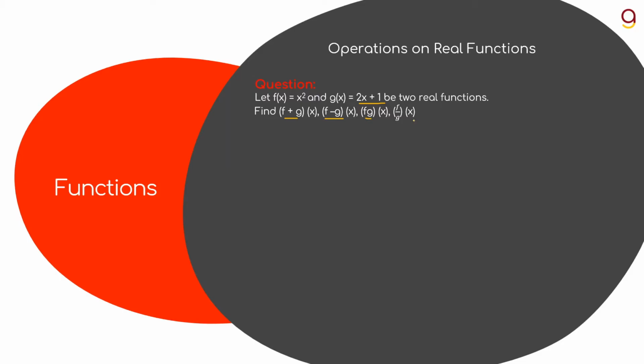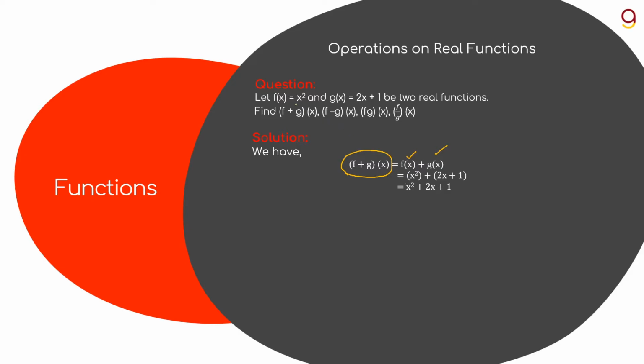Now how will we do this? Let's start with the first one, (f plus g)(x). If we need to find (f plus g)(x), we will add the two functions separately, f(x) plus g(x).